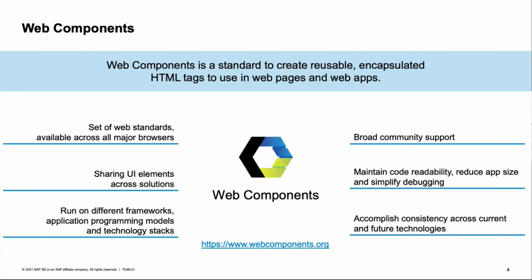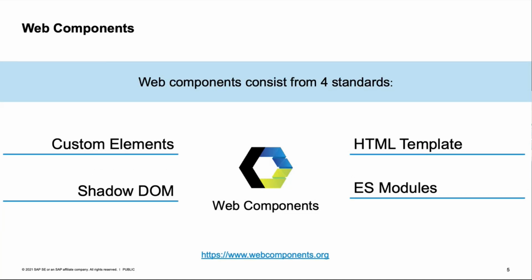Of course, web components is based on something. As we already mentioned, it is based on 4 different web standards. These are the custom elements, shadow DOM, HTML templates, and ECMAScript modules. Right now, we're going to take a look at each of them individually. First, we're going to start with custom elements.